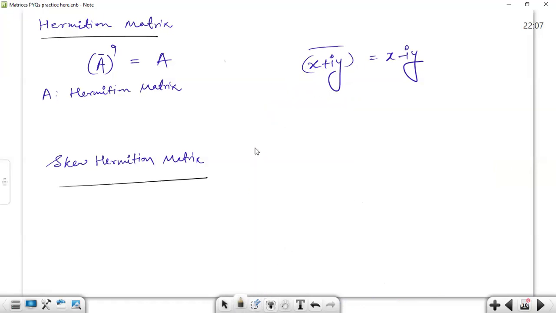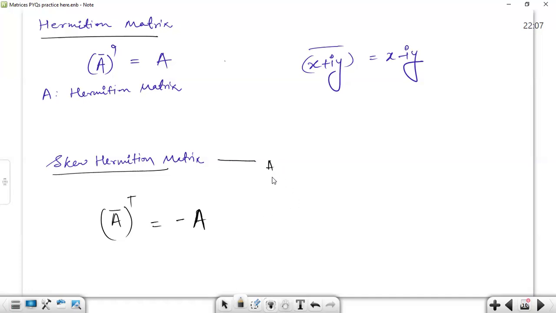And as it is the case with skew symmetric matrix, it is a similar case with skew Hermitian matrix. The conjugate of any matrix whose transpose is becoming the negative of the given matrix, then the matrix will be known as a skew Hermitian matrix. Here A is the skew Hermitian matrix.